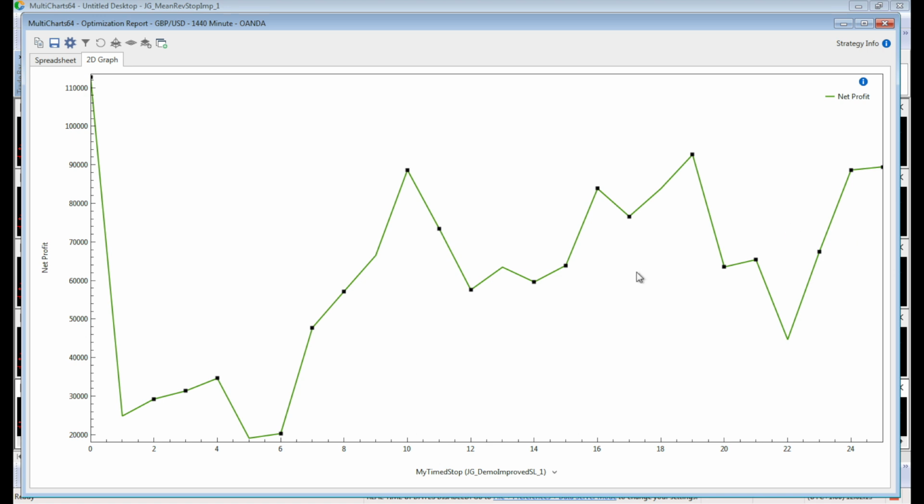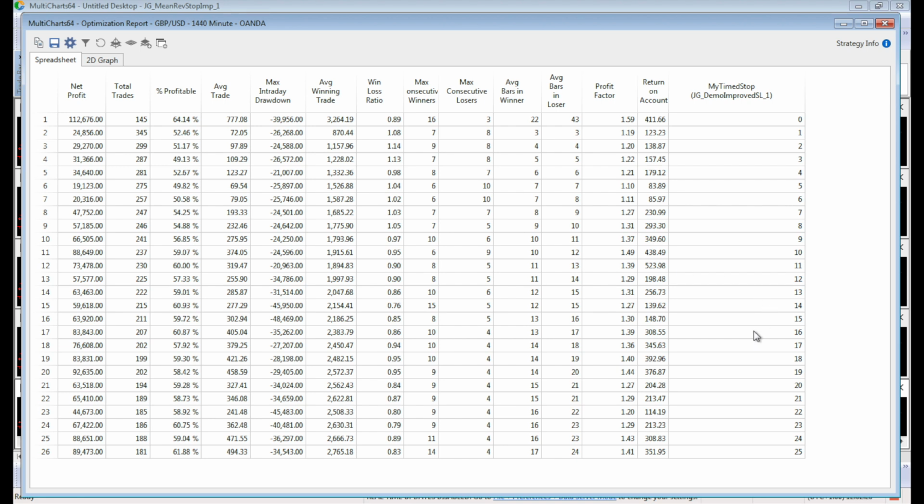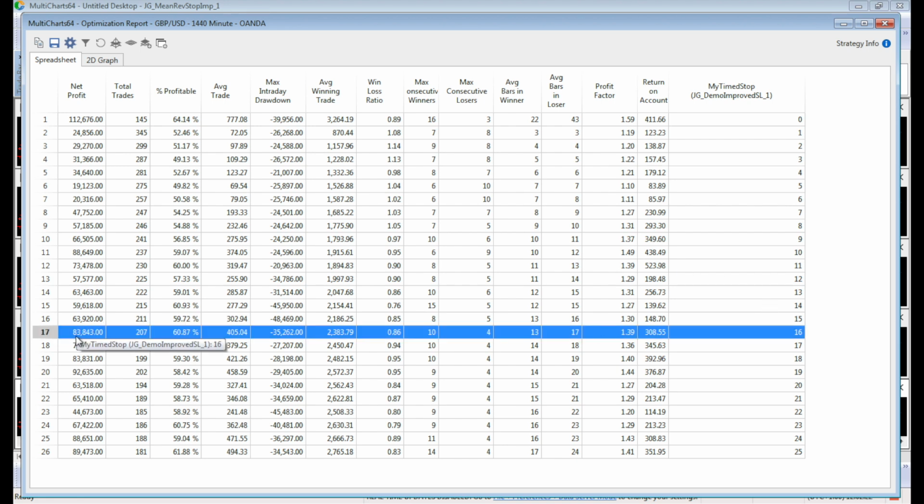I think I chose 16 bars, which again wasn't the best value, but it was one of the better values. 16 making 83,000. No stop loss made the best at 112. Then we've got, what's the next best? 92 there. We got some 88s, 89s, 88. So what I chose wasn't the best, but it was within a stable area.